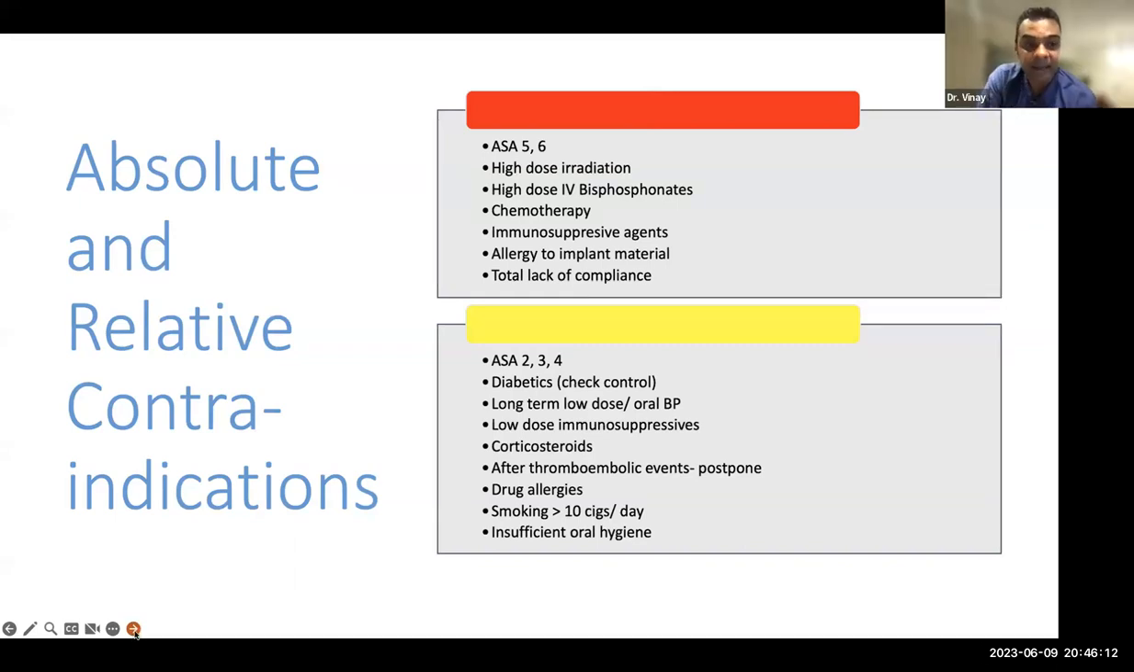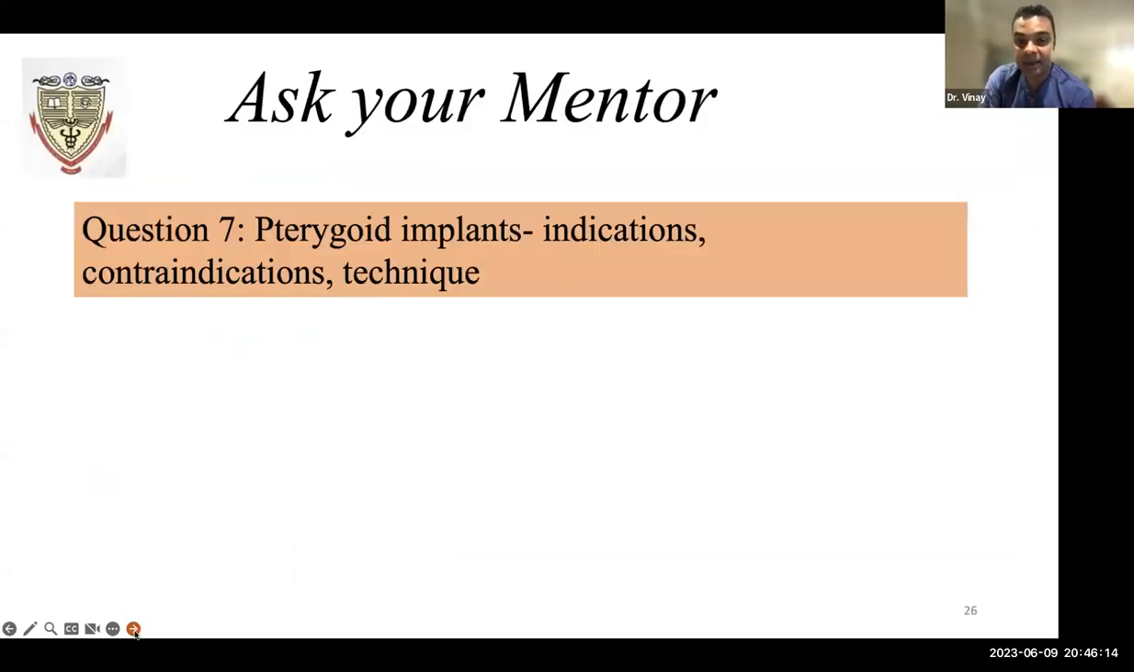Absolutely. Okay. Thank you. So I go to the next. Pterygoid implants, indications, contraindications, and techniques.